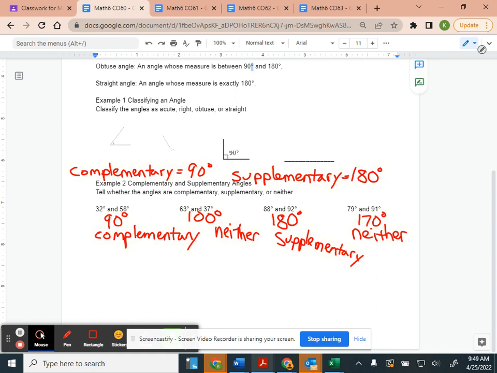You're going to subtract instead of adding. So if you know it's complementary, you're going to subtract the angle you know from 90 degrees. If you know that the angle is supplementary, you're going to subtract the angle you know from 180 degrees. So you're going to work backwards to find that missing angle measurement.